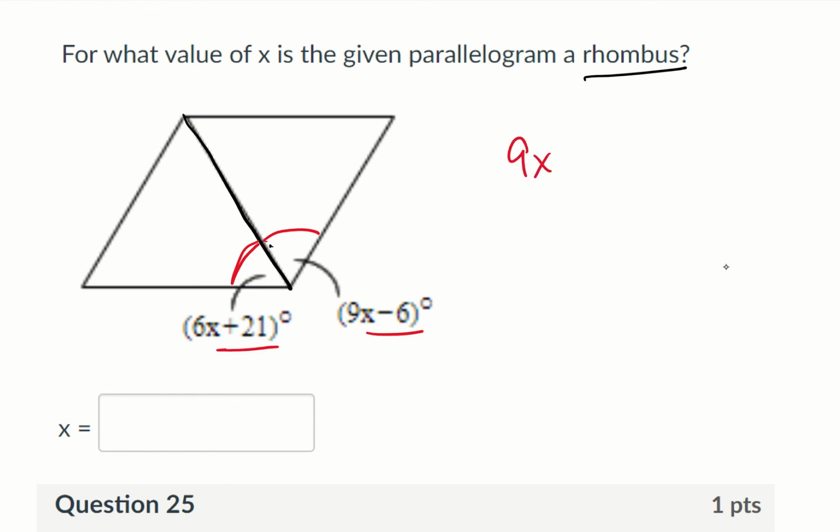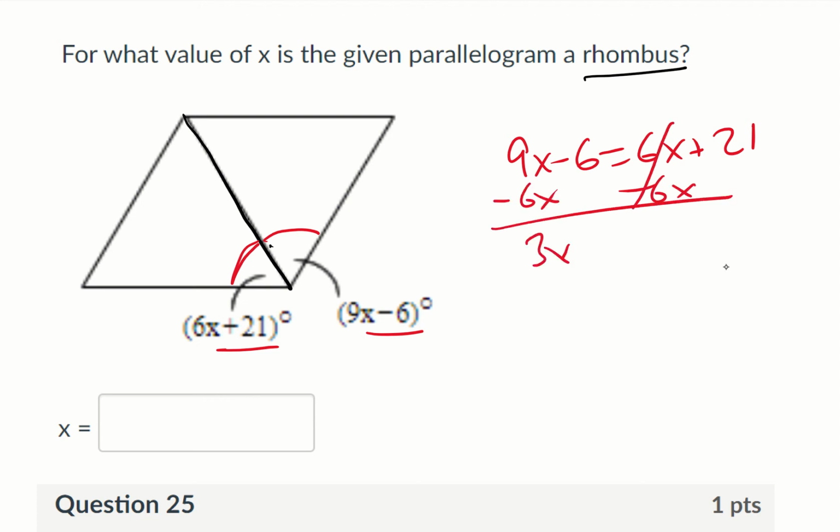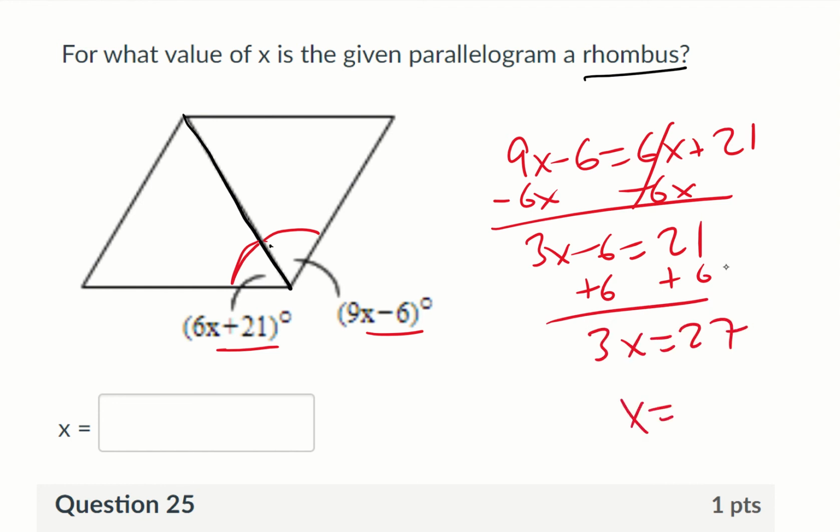So 9x minus 6 equals 6x plus 21. We'll subtract 6x on both sides. Add 6, and so x has to be 9 since 9 times 3 is 27.